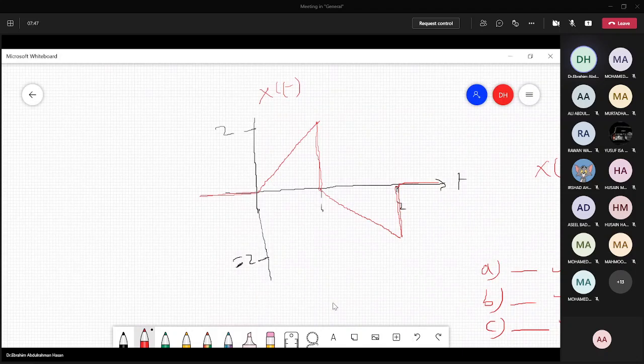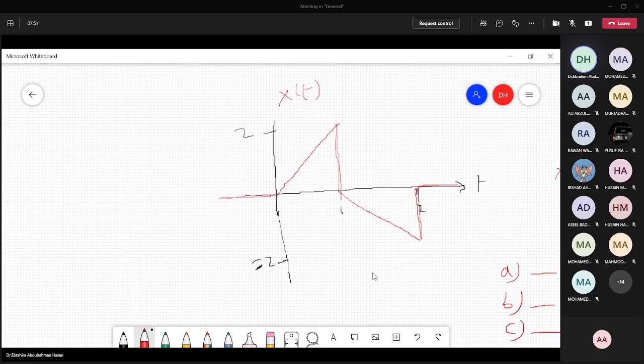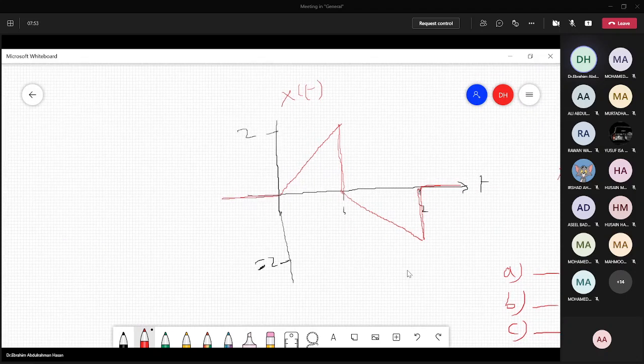Okay, have you tried this one? Will you try it? Okay, the question here.